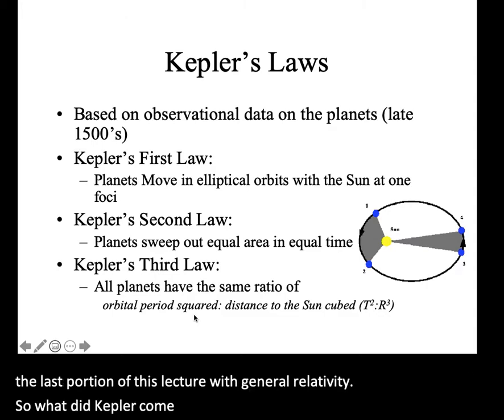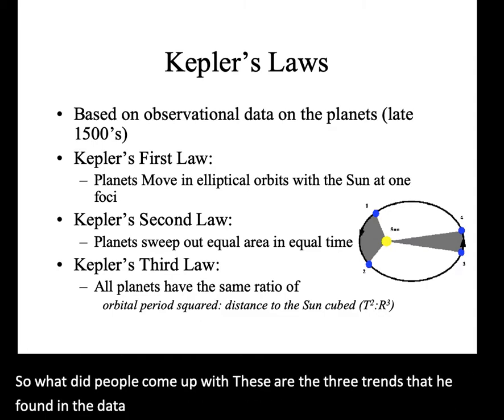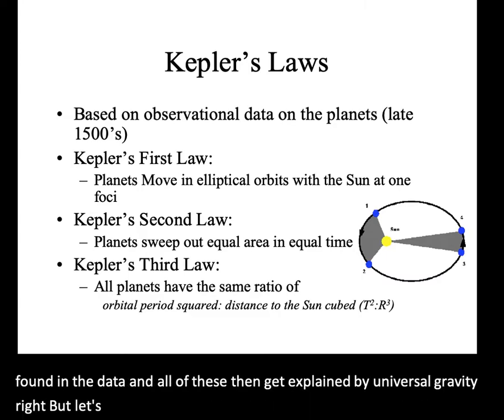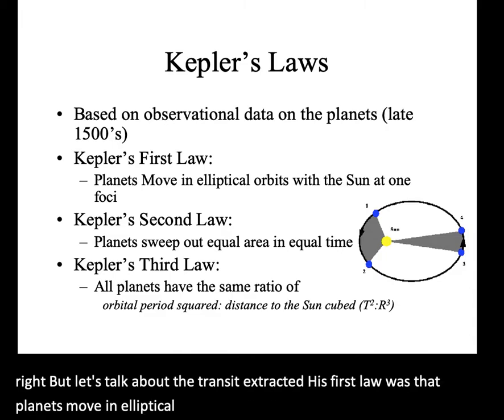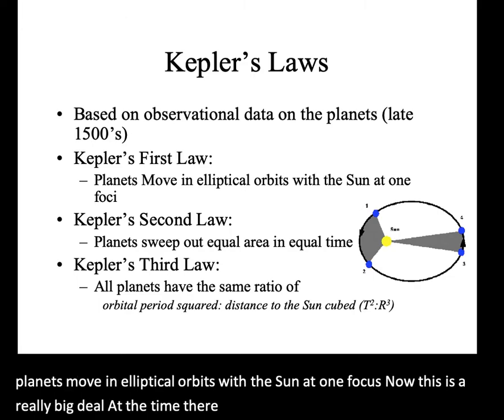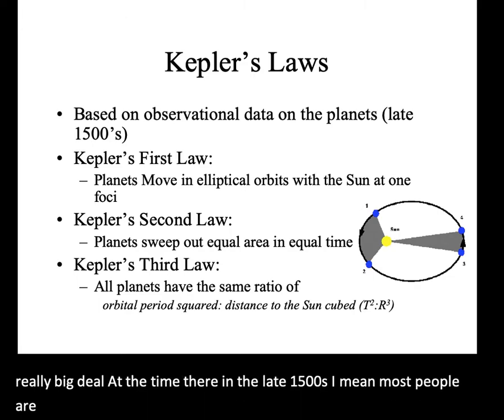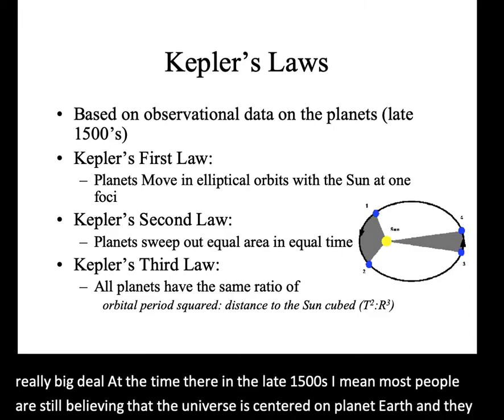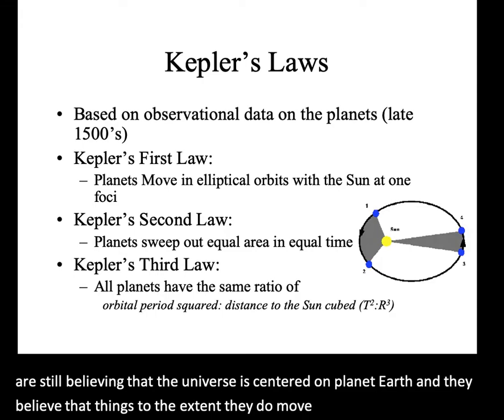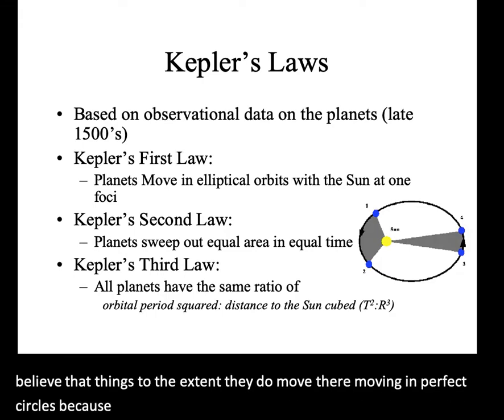These are the three trends that he found in the data, and all of these then get explained by universal gravity, right? But let's talk about the trends that he extracted. His first law was that planets move in elliptical orbits with the sun at one focus. Now, this is a really big deal at the time. In the late 1500s, most people are still believing that the universe is centered on planet Earth, and they believe that things, to the extent they do move, are moving in perfect circles because that's what perfection is.